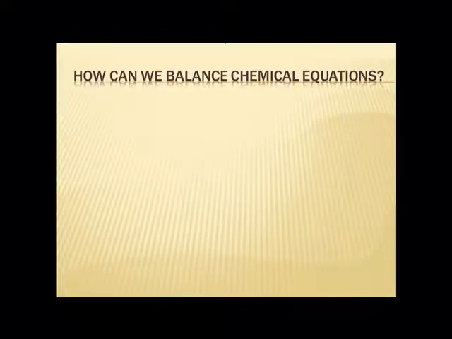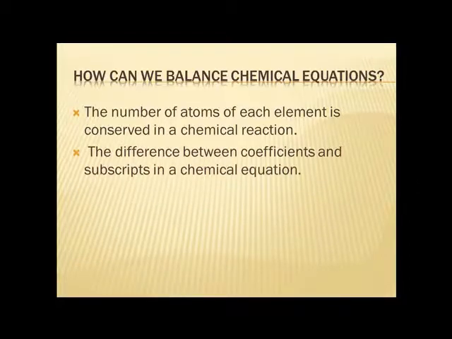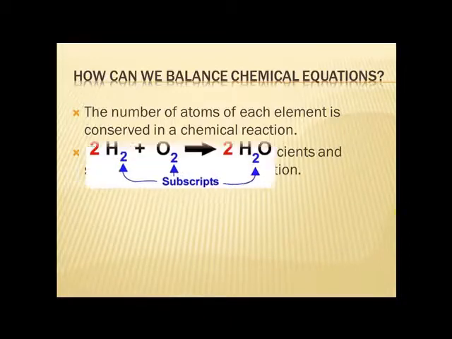How can we balance chemical equations? The entire reason we need to balance these equations is for us to follow the law of conservation, which states that matter cannot be created or destroyed and is conserved during a chemical reaction. The second factor you need to know is the difference between a coefficient and a subscript.